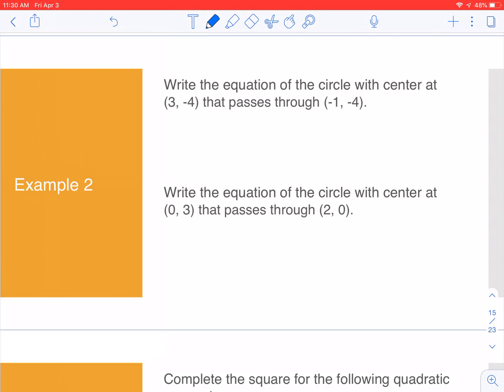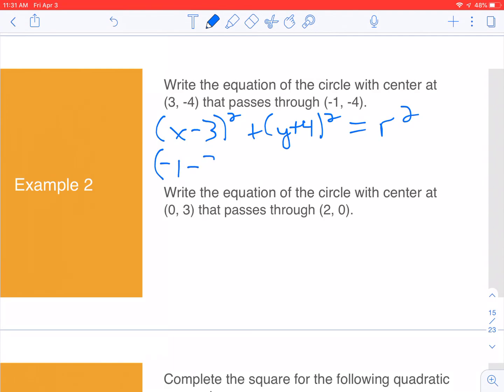Okay, so the equation of the circle with the center at (3, -4) that passes through (-1, -4). All we're going to do is write our equation of our circle, (x - 3) squared plus (y + 4) squared equals r squared, because we don't know the radius. And what we are going to do is plug in -1 for x minus 3, plus plug in the -4 for y.